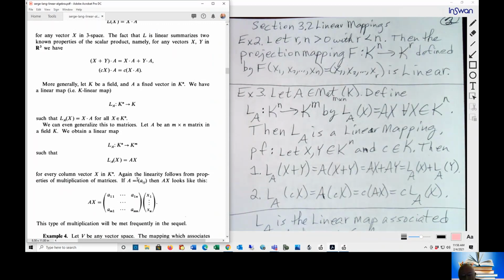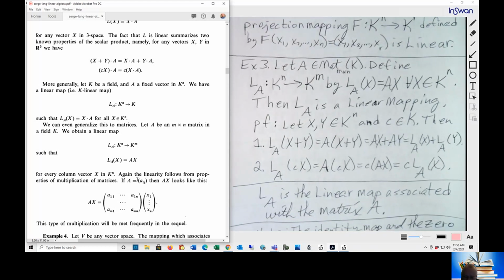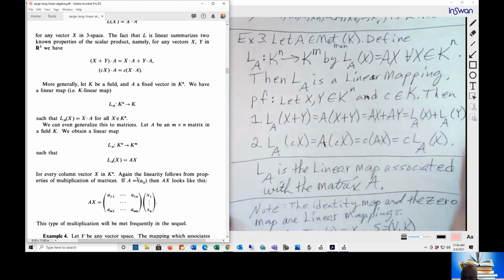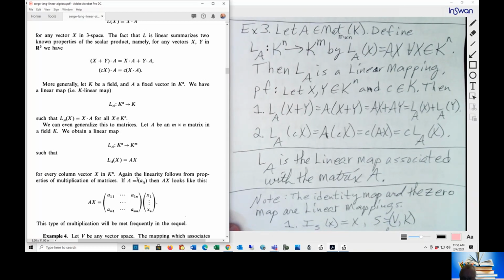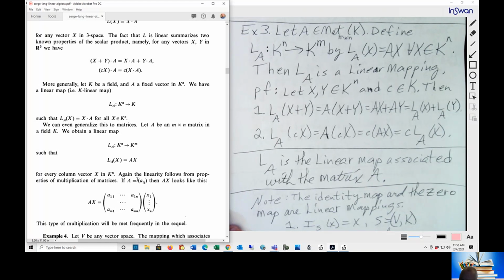And number 2, L_A(cx), which is A times cx, equals c times Ax, equals c times L_A(x). We know that scalars float anywhere you need them. And so L_A is the linear mapping associated with the matrix A. So anytime we have an m by n matrix, this is the linear mapping associated with that matrix.